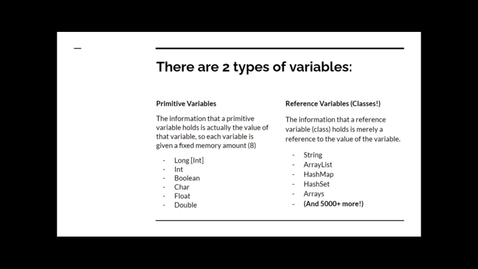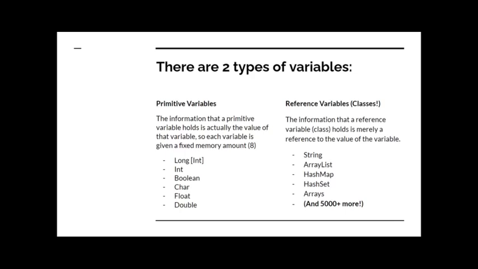First, primitive variables are variables that hold the information within themselves. So that means that they have a fixed memory amount. Now there are 8 different kinds of primitive variables. We will go over all 8 of them. However, not all of them will be quite as useful as some of the other ones. Specifically, int, boolean, char, and float and/or double will be the variables that you use the most.